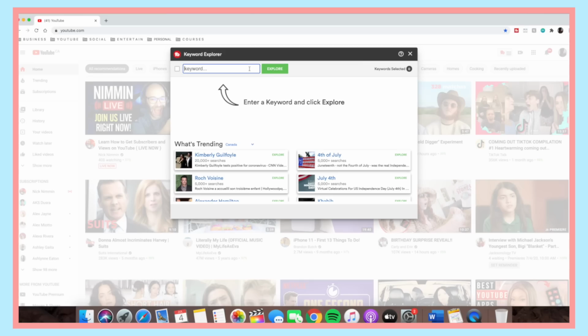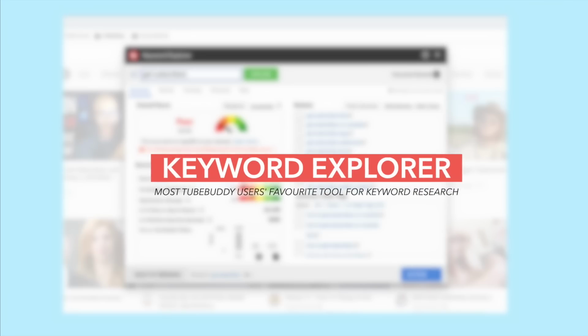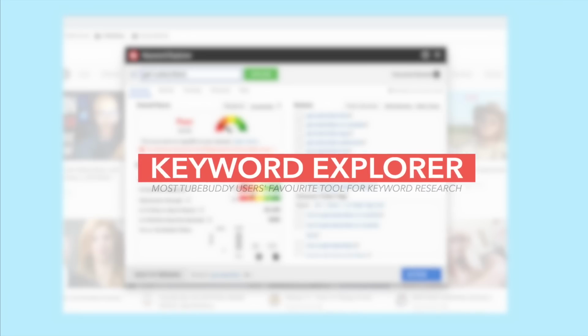So once you do have TubeBuddy connected to your YouTube channel, again, you want to go on to YouTube and go to the Keyword Explorer tool within TubeBuddy. So for this example, I'm going to use something like Get Subscribers. So now this is the Keyword Explorer for this specific keyword, and these are all of the analytical tools we are using for this keyword research tool.